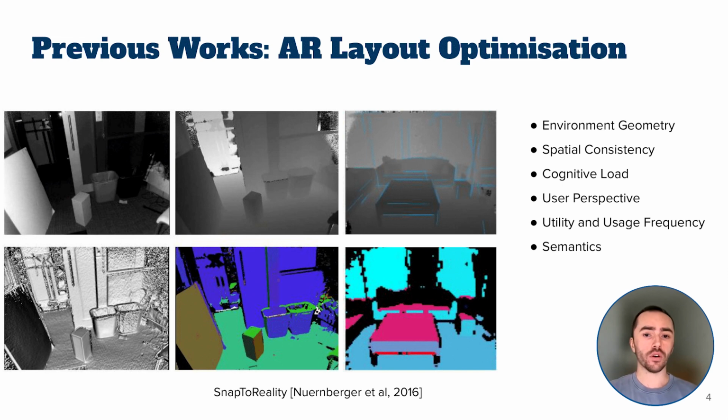Previous work has tried to overcome this challenge. They introduced multiple approaches to automatically optimize the content placement in augmented reality environments, removing the need for any user input. For example, in Summative Reality, the authors used the geometry of the environment and extracted the edges and surfaces to snap virtual objects to them. The other optimization approaches explored the use of spatial consistency, user perspective, usage frequency, or semantics.